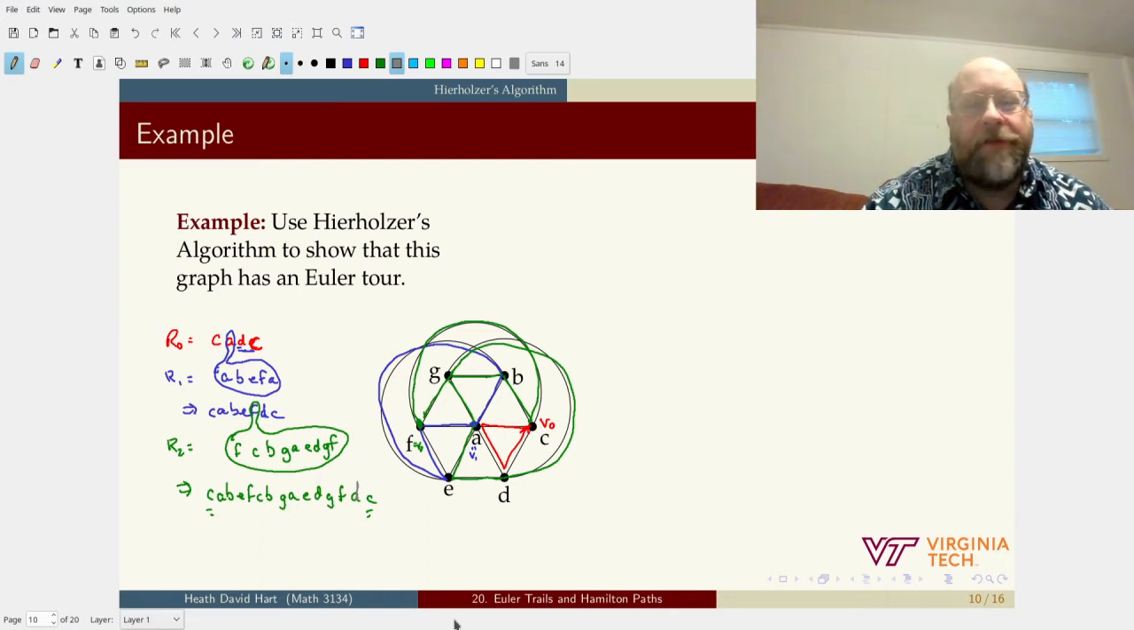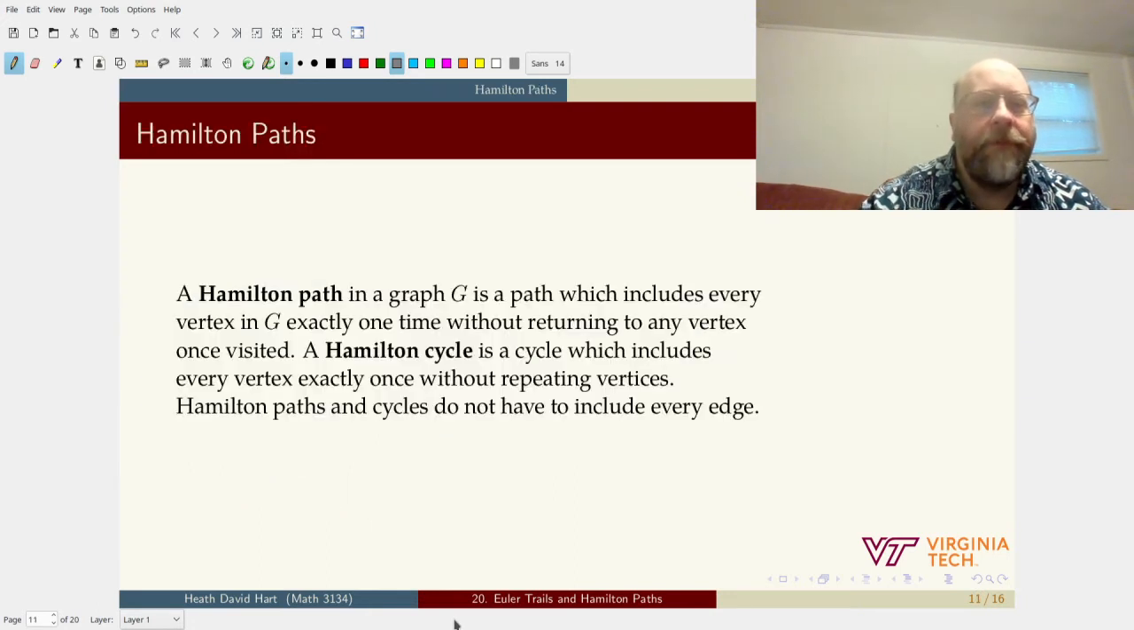We find a circuit. If it doesn't include everything, we find a circuit that joins onto the previous circuit and then merge them together and repeat until we eventually run out of edges. All right. So that's what it means for a graph to be Eulerian, that we can create a tour through the graph that hits every single edge one time.